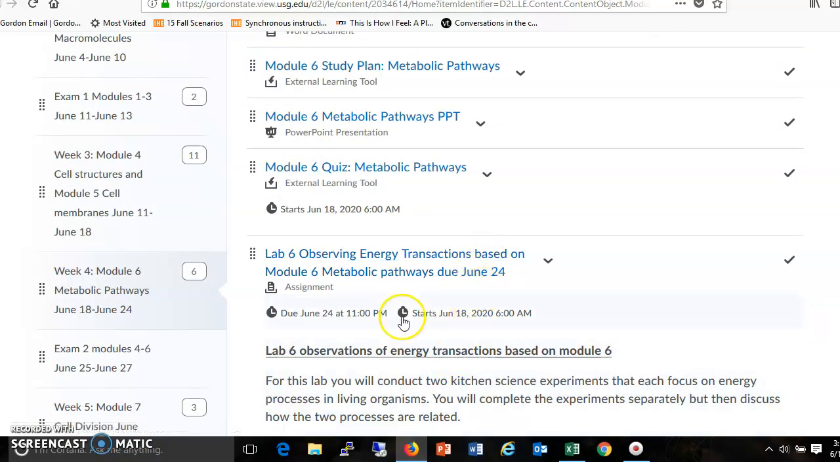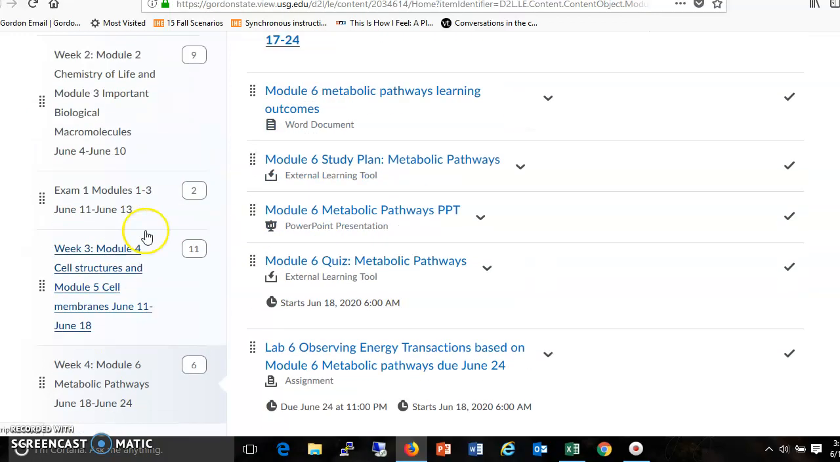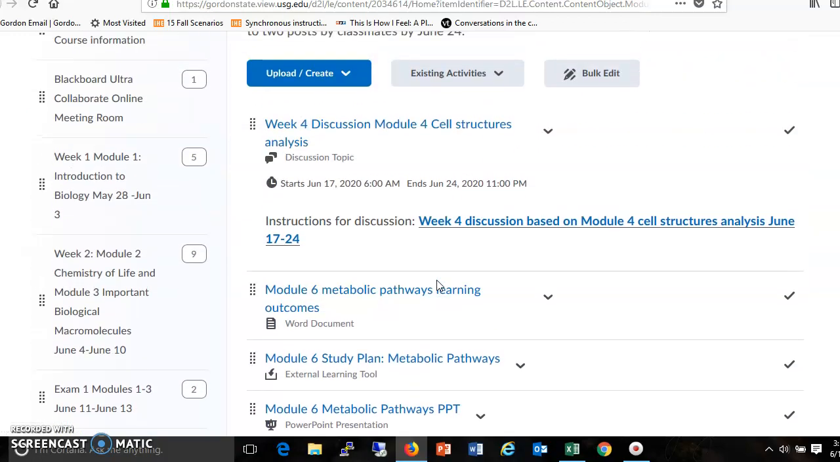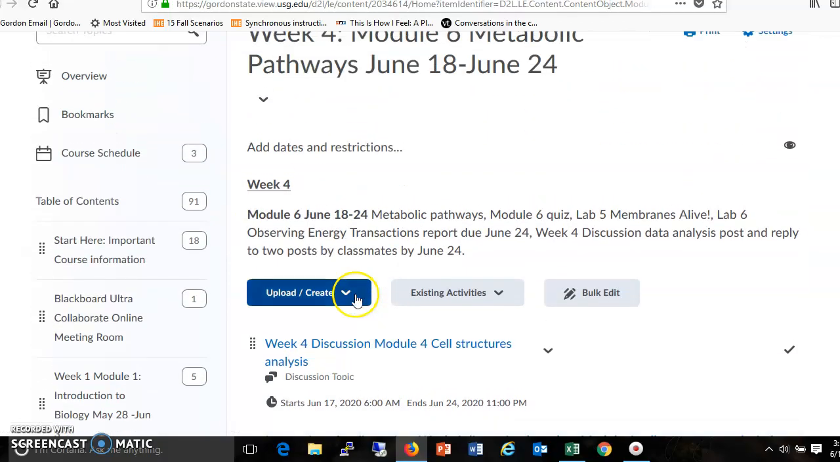Also, lab 5, which is coming from module 3. Yes, coming from module 3. That needs to be turned in also by June 24th.